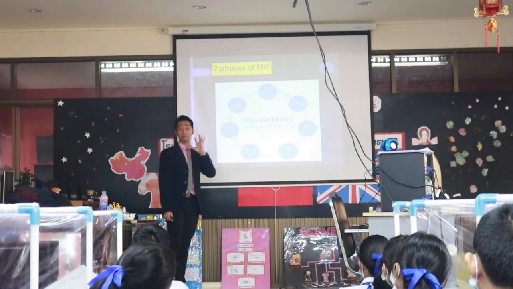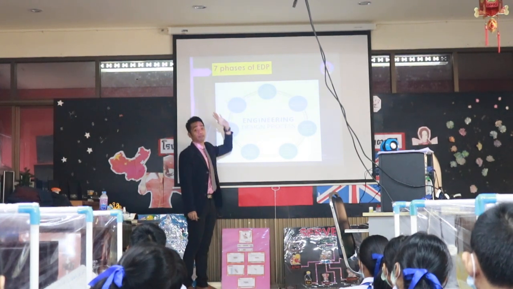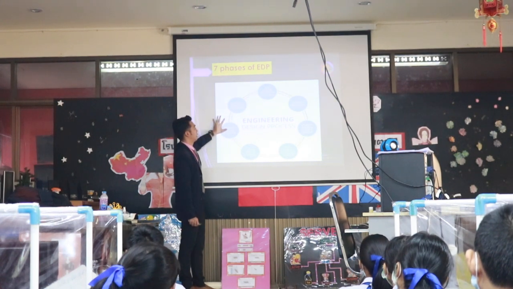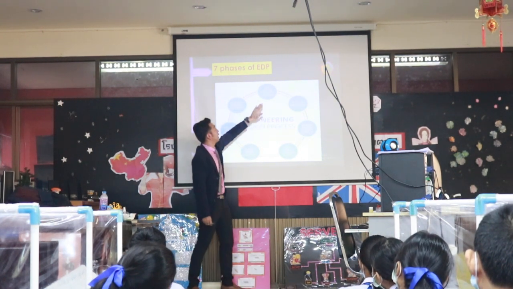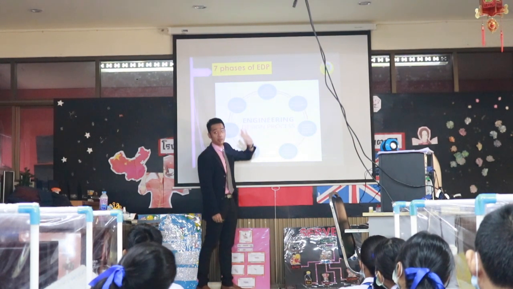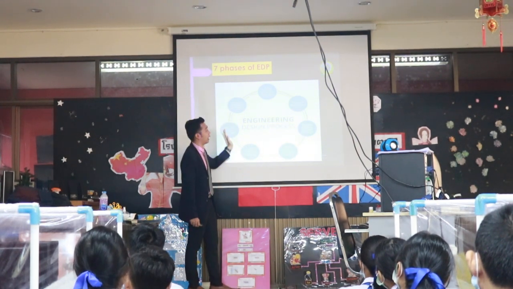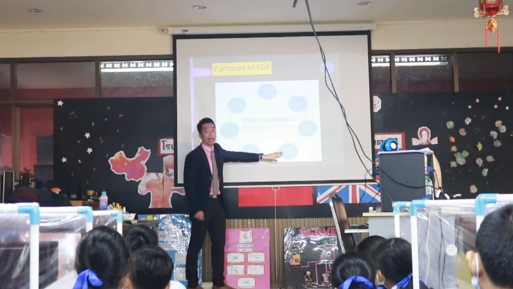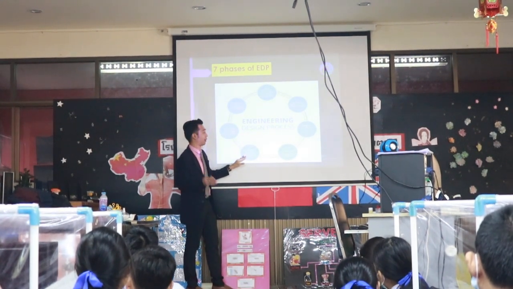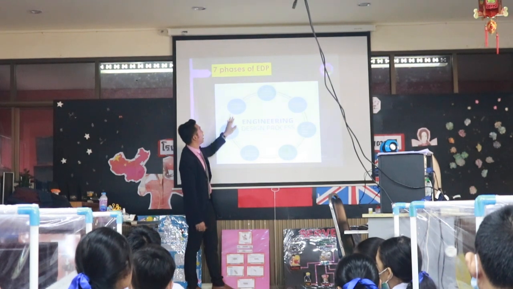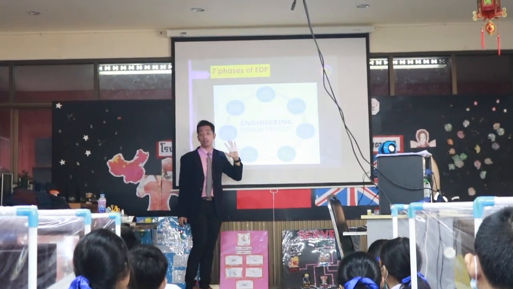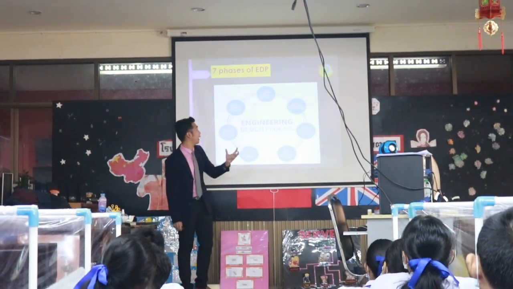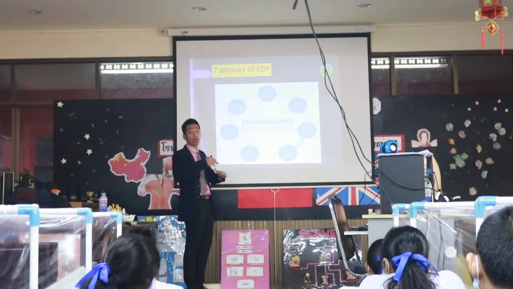So by the way, there are 7 phases, not 5, not 8, not 10. Only 7 phases in the design process. Okay? The first phase is ask. What does it mean? Later I will elaborate on these phases. Number 2, research. Number 3, imagine. Number 4, plan. Number 5, create. Number 6, test and evaluate. And number 7 is improve, or redesign, or reinvent. If your project has failed, you need to improve.